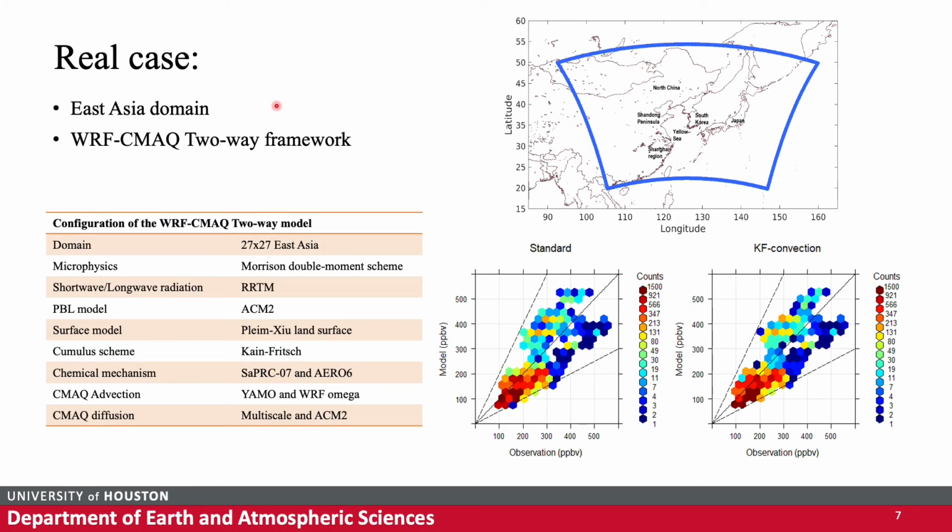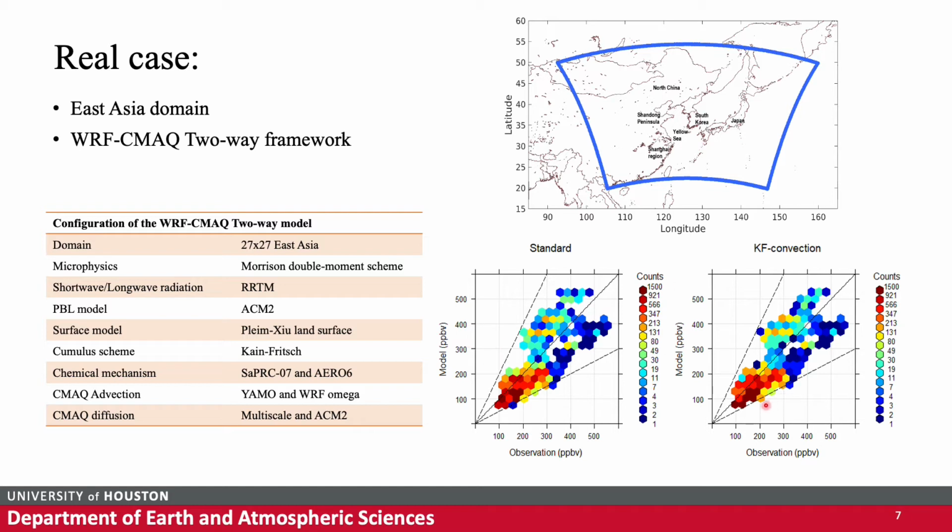The next step was to move the model to a real case scenario, which was an East Asia domain, which covers the eastern part of China, the Korean Peninsula, South Korea, and Japan, and we use the WRF-CMAQ two-way framework. Here you can see the configuration, the different parameterizations that we chose for WRF and CMAQ. For example, here the cumulus scheme had to be Kain-Fritsch because we wanted all those cloud geometry related and also the mass flux variables for the KF convection of the CMAQ.